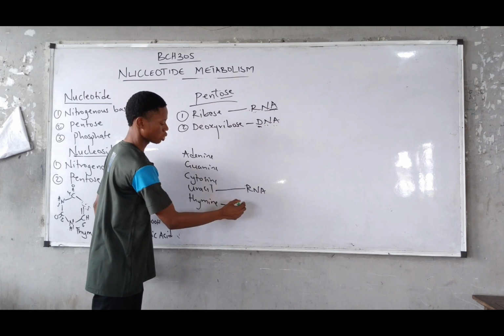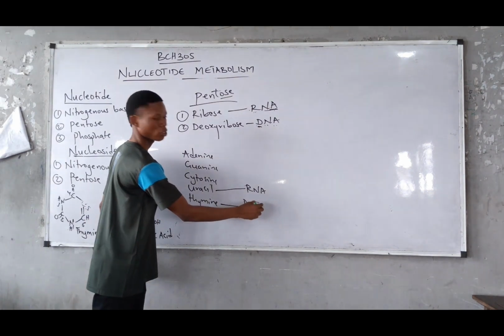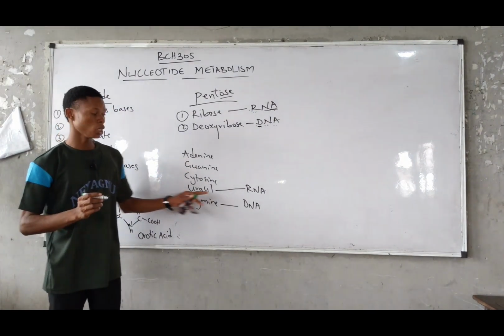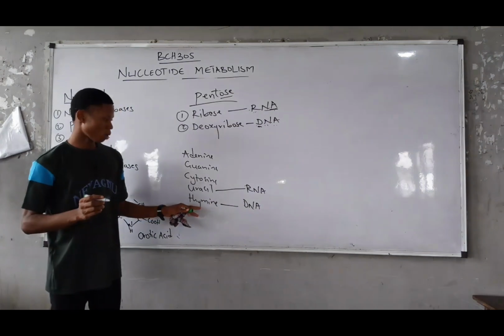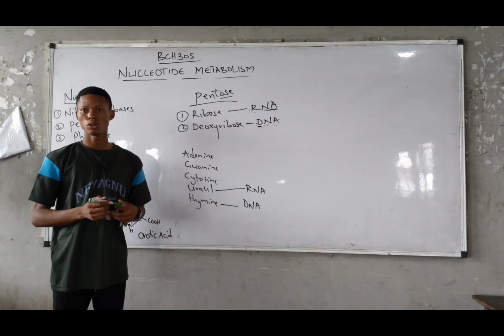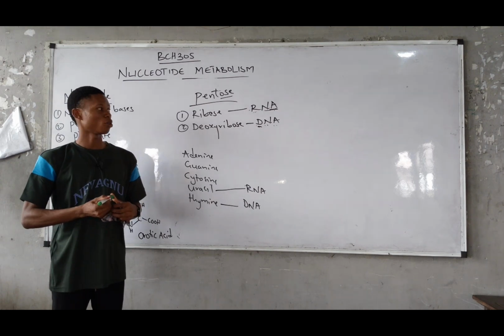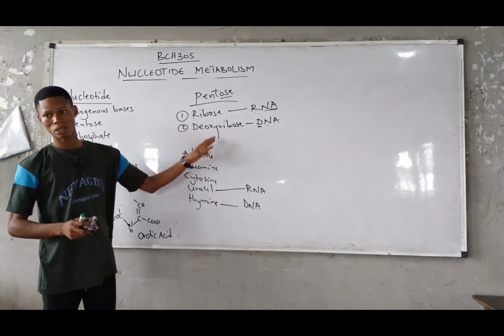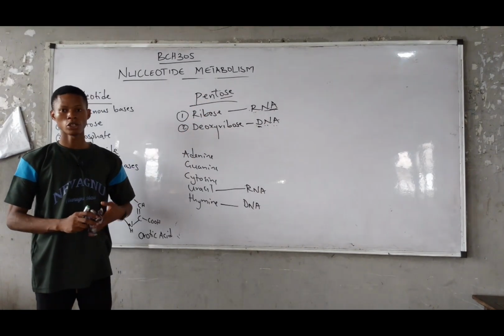Thymine is only found in what? It's only found in DNA. Other ones can be found in either. But uracil is only in RNA. Thymine is only in DNA. Do you understand that? Now, take note of this also. You can write it down. Are you done with that?